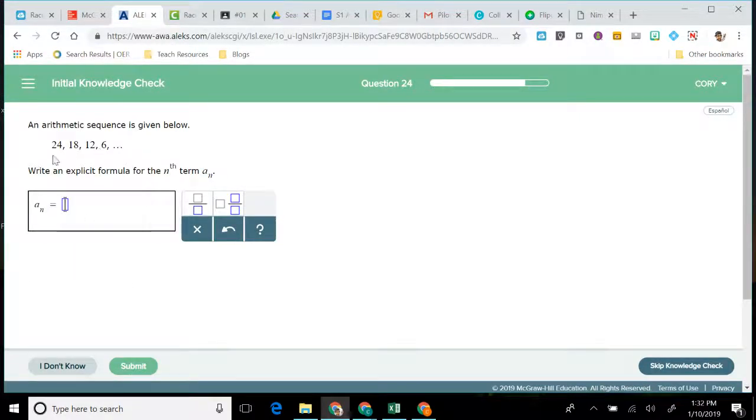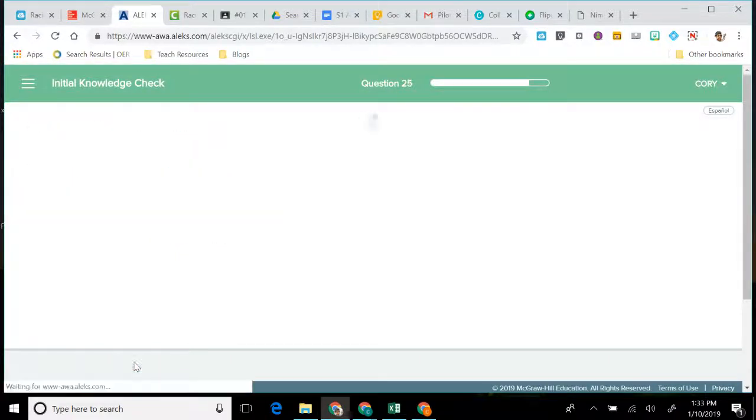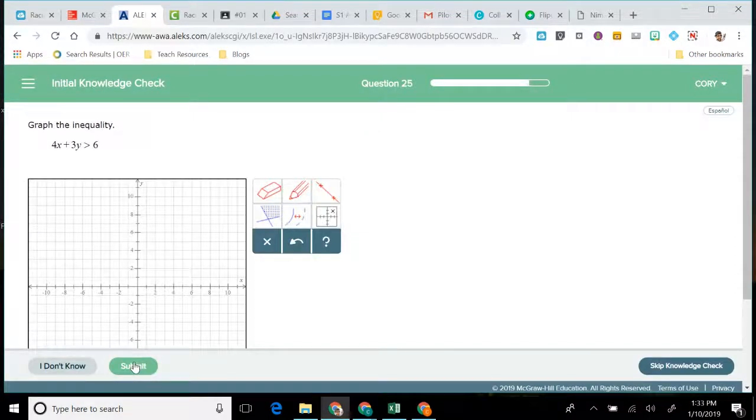Almost done. Arithmetic sequence, this is decreasing by 6. So the common difference is -6. The first term is 24. So it'll be 24 plus -6 times n minus 1. If I test that to make sure, if I get 2 in there, it'd be 24. Yeah. 24 minus 6 times n minus 1. There's a couple ways to write that, but now you see it. That was a great one.